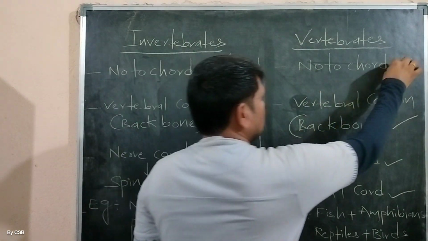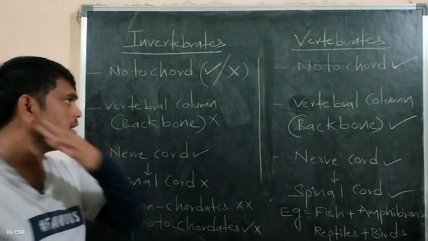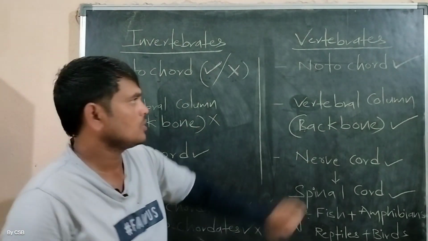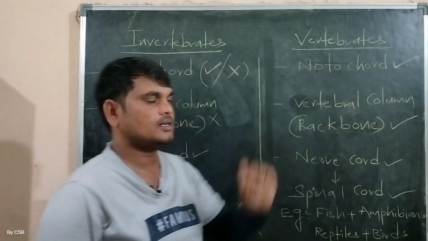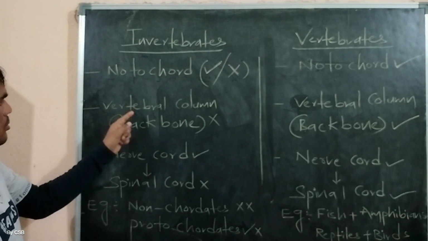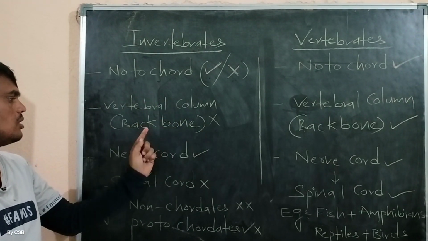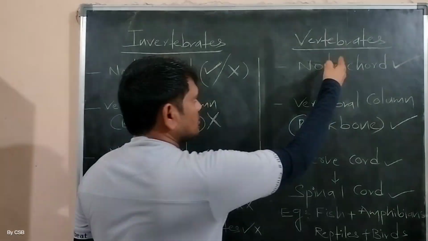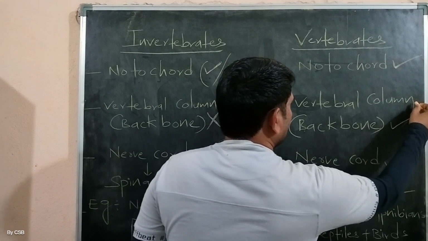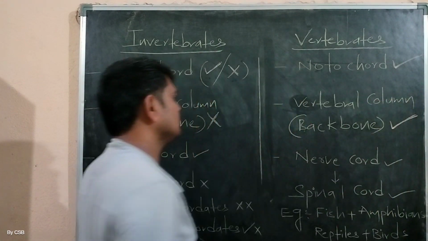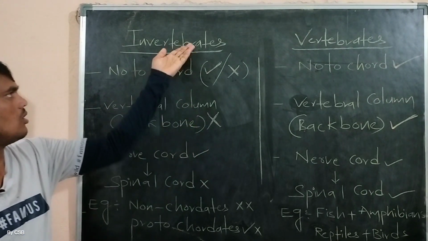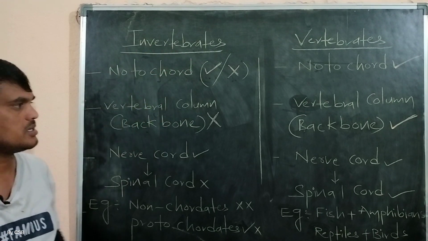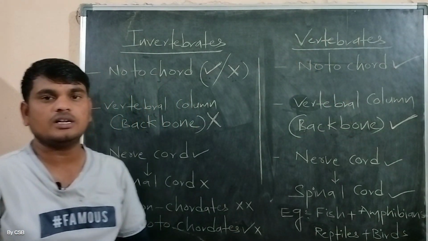In vertebrates, notochord is present. Concentrate here. In invertebrates, notochord may be present or absent; in vertebrates, notochord is present. In invertebrates, backbone is absent. The vertebral column is also called the backbone. In vertebrates, the vertebral column, the backbone, is present. Based on this concept, they are called invertebrates and vertebrates. If backbone is absent, they are invertebrates. If backbone is present, they are vertebrates.